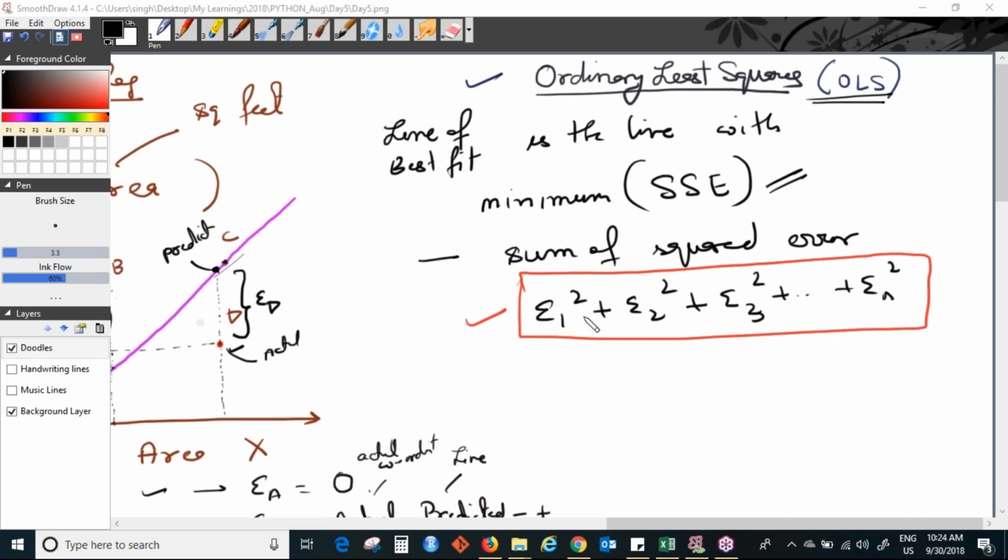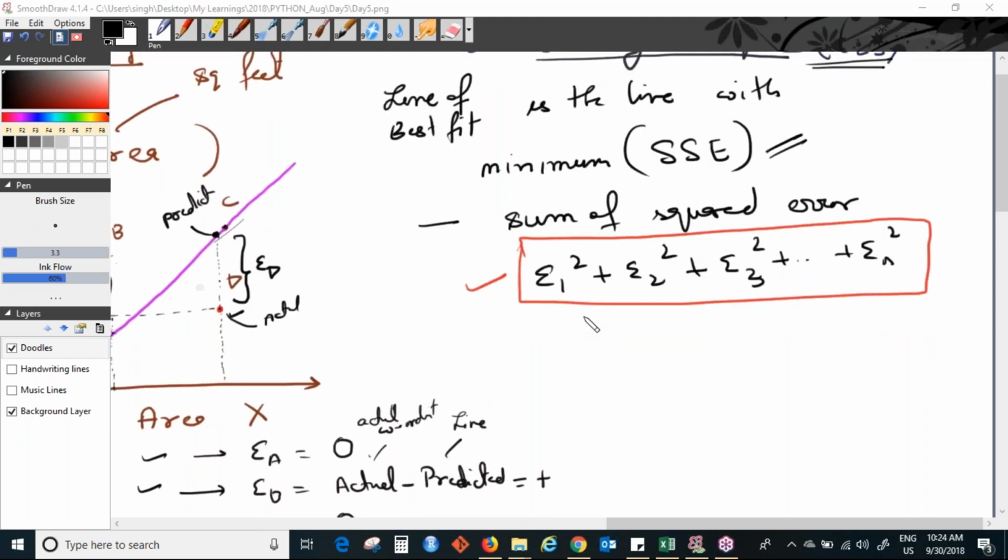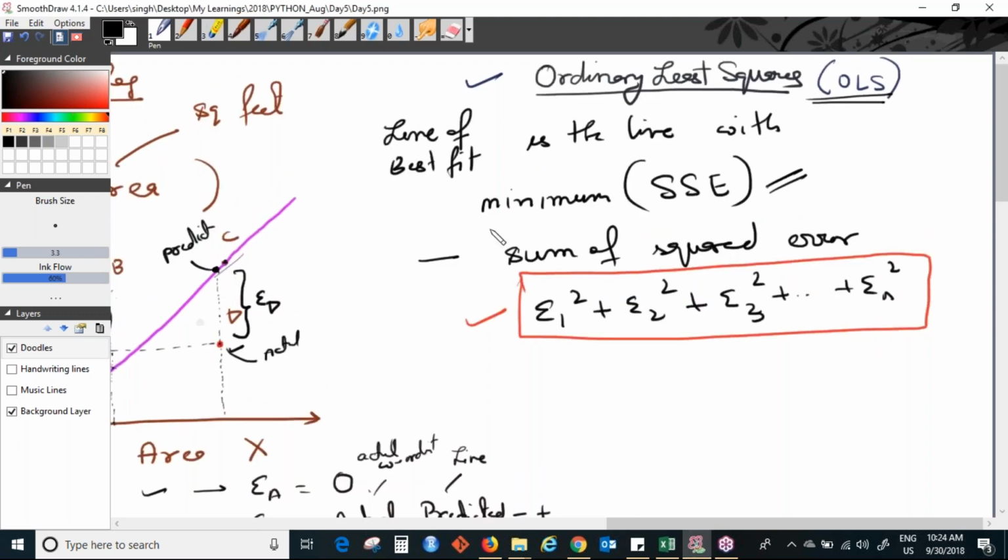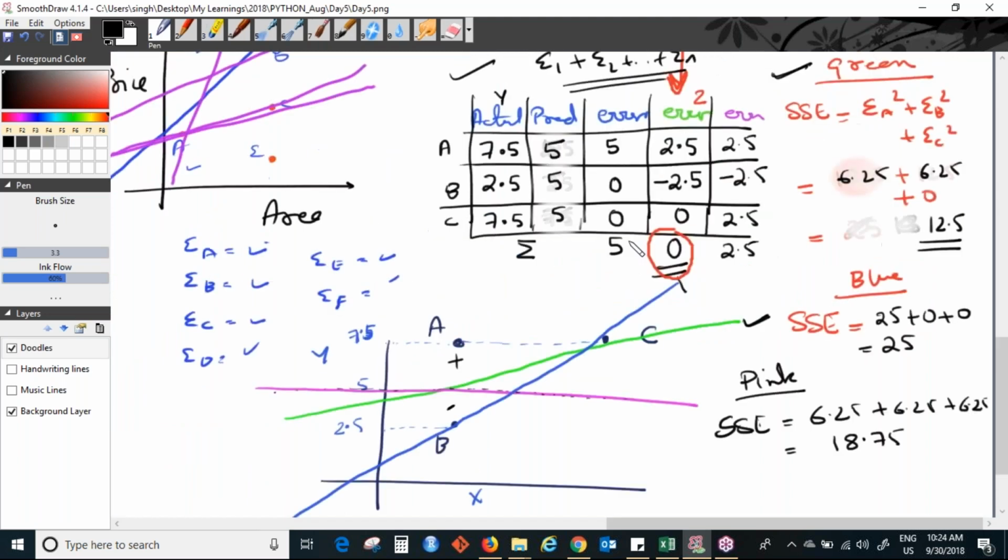No, blue and green are not having the same value, Harsh. We just saw, right? Blue and green are not having the same value. The green is having the least value. Green is having 12.5. Blue is having 25. Double of it. They are not the same. The least one is the green one. Okay, Harsh?